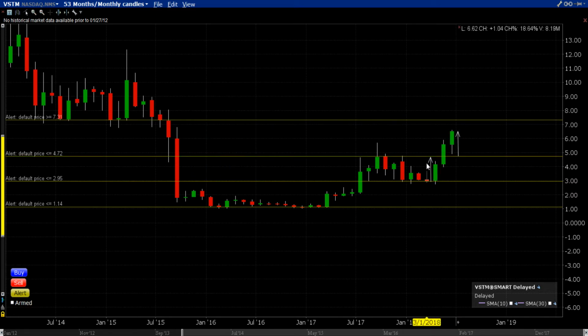Monthly candles. Breakout candle right here. Target reached following month. And now let's just see what's going to happen. Are we going to get some more candles here? Some tests.